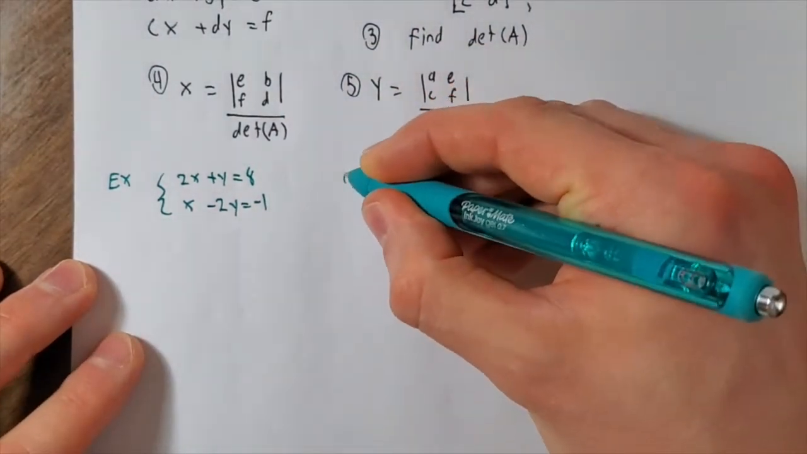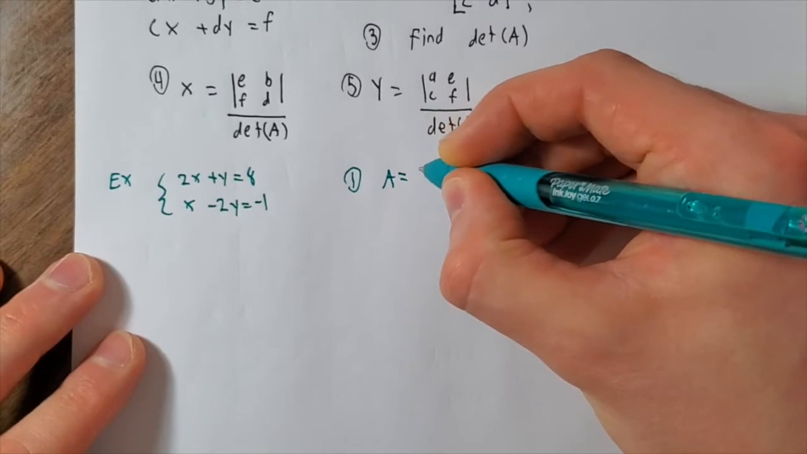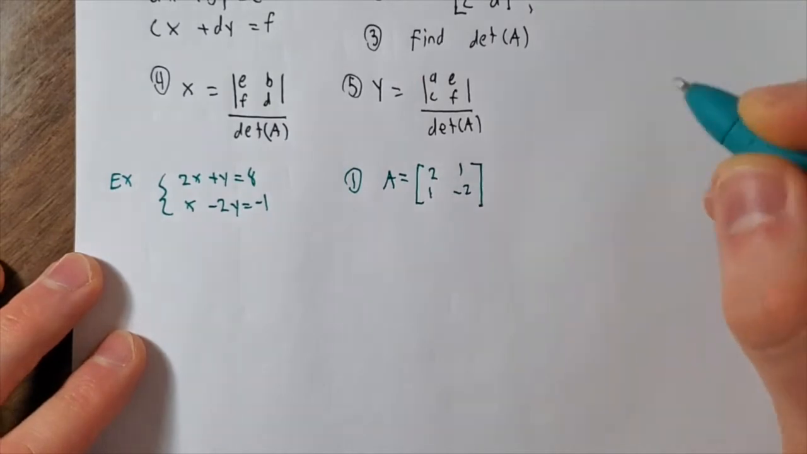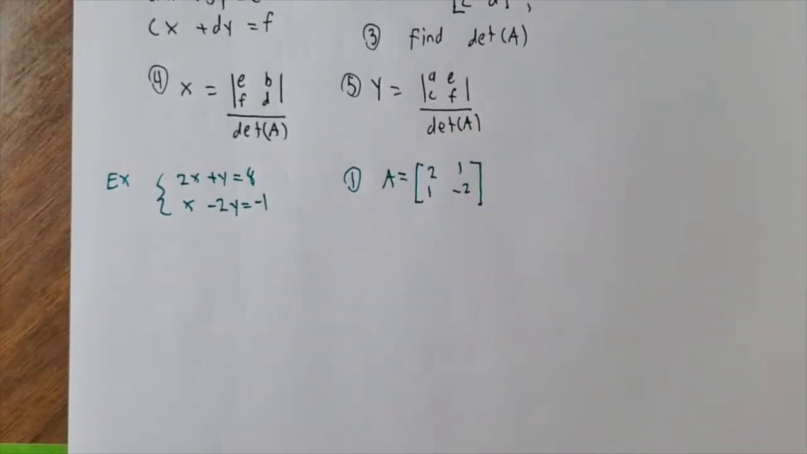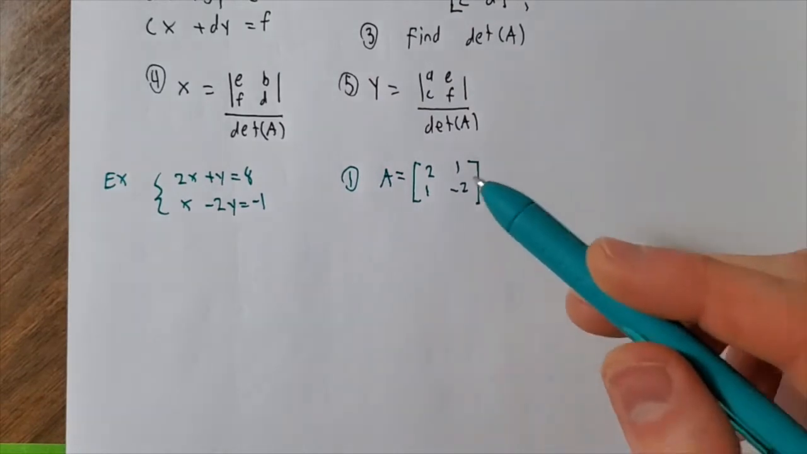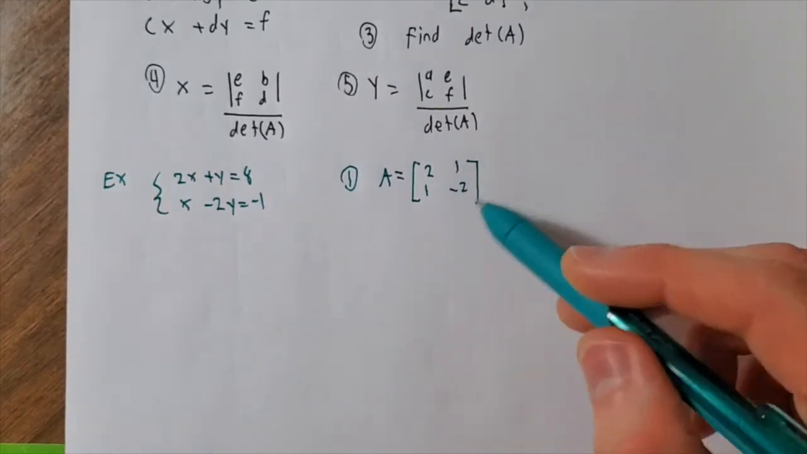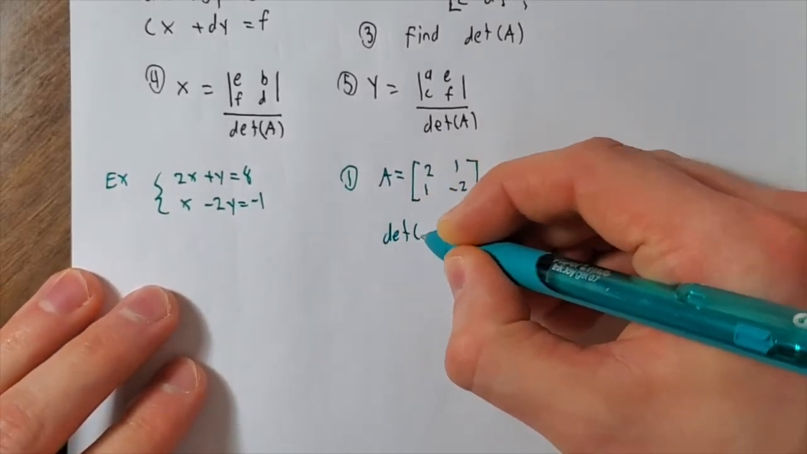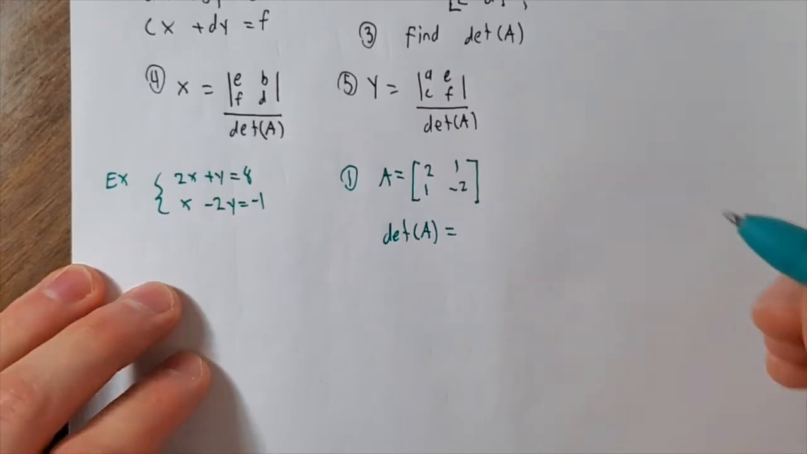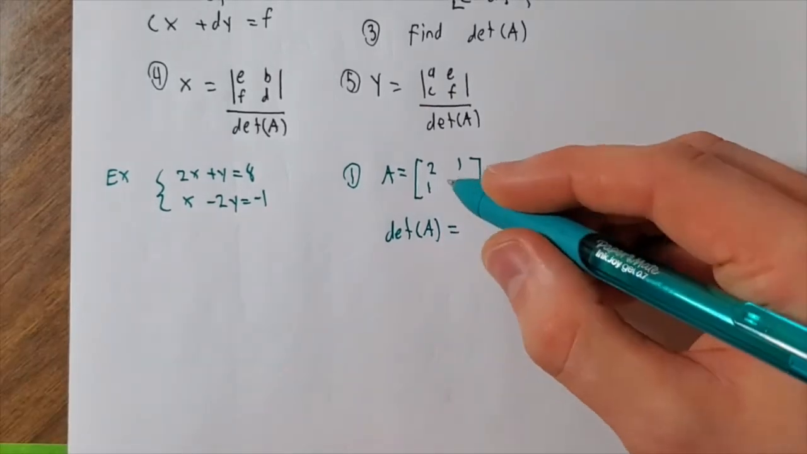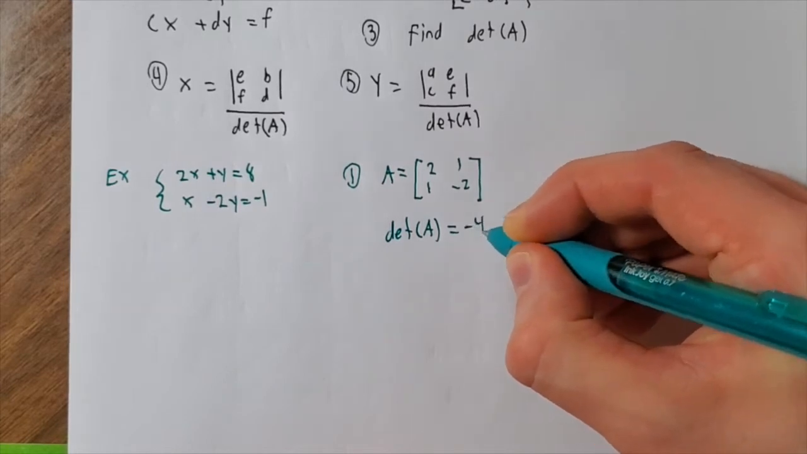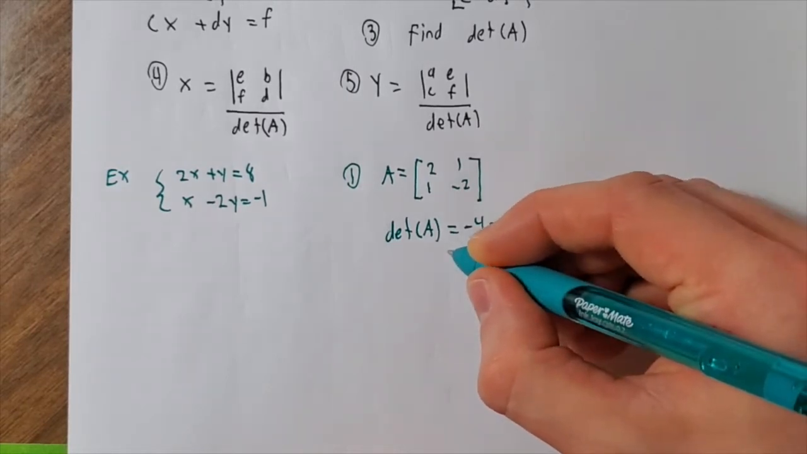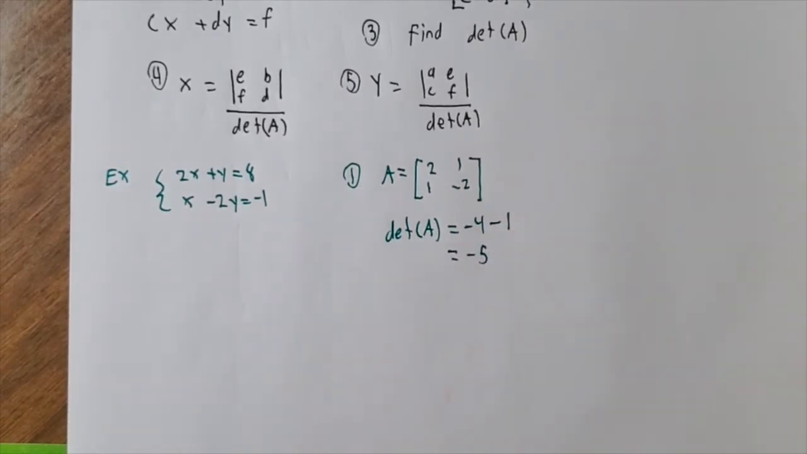So first step, let's get our coefficient matrix. We have A is equal to 2, 1, 1, -2. The first step was to make sure they're in standard form, but I already wrote them in standard form. So I'm starting here with our coefficient matrix. Next up, what we want to do is find our determinant. So the determinant of A, we're going to take 2 times -2, which is -4, and subtract away 1 times 1, so -1, which will get us a determinant of -5.